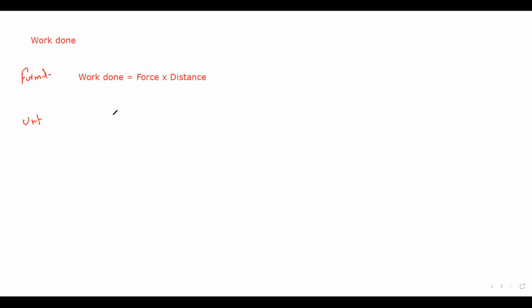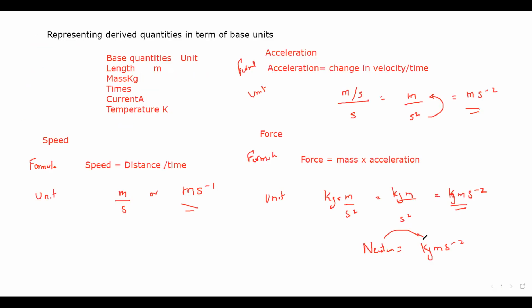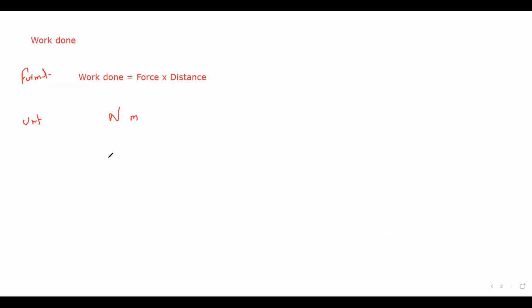unit of force is Newton and unit of distance is meter. But Newton is not the base unit. As you can see in the previous example, Newton itself is equivalent to kilogram meter second minus 2. So here Newton is equals to kilogram meter second minus 2. This is what Newton means. And then it is multiplied by meter. So when we further simplify, it will turn out to be kilogram meter square second minus 2.